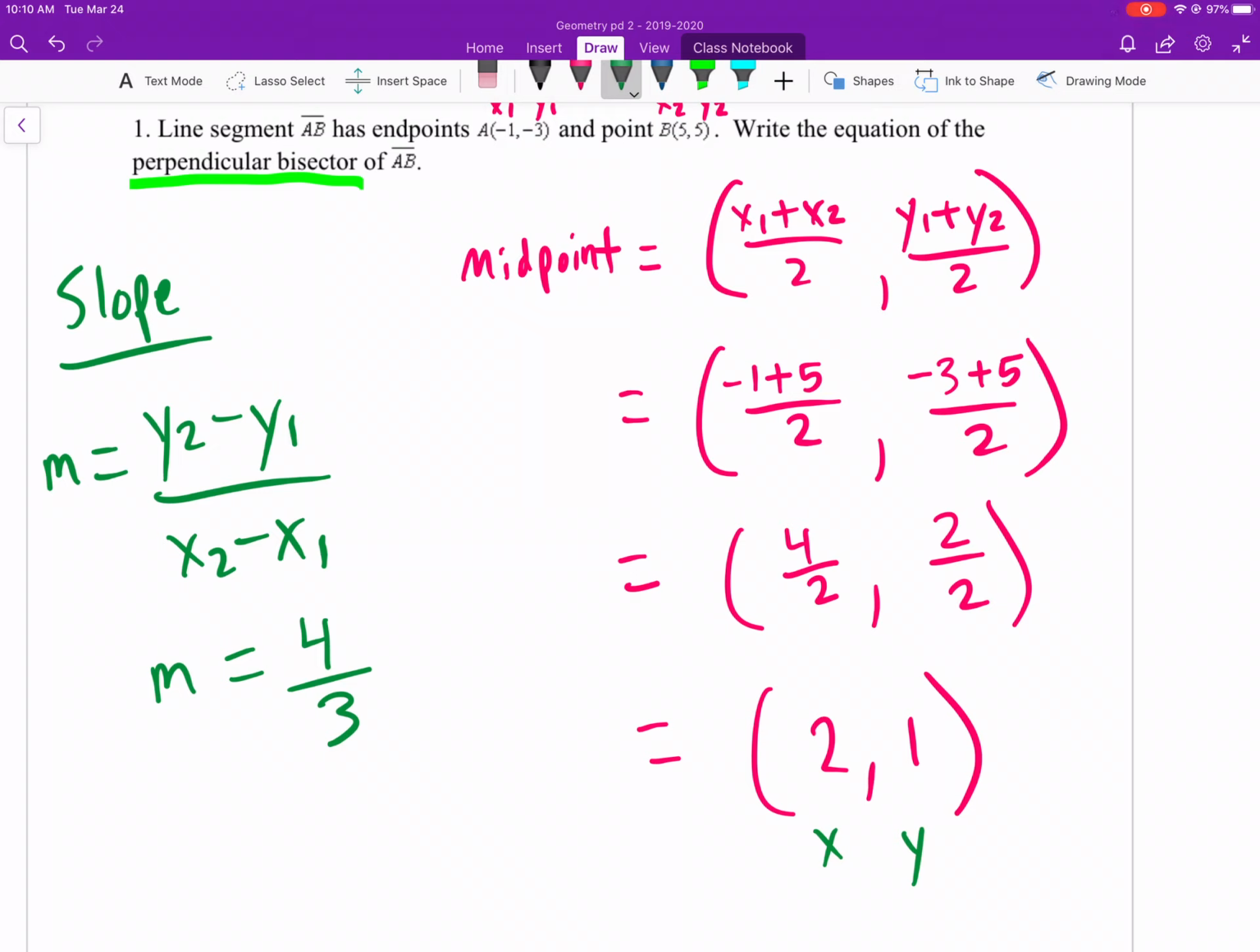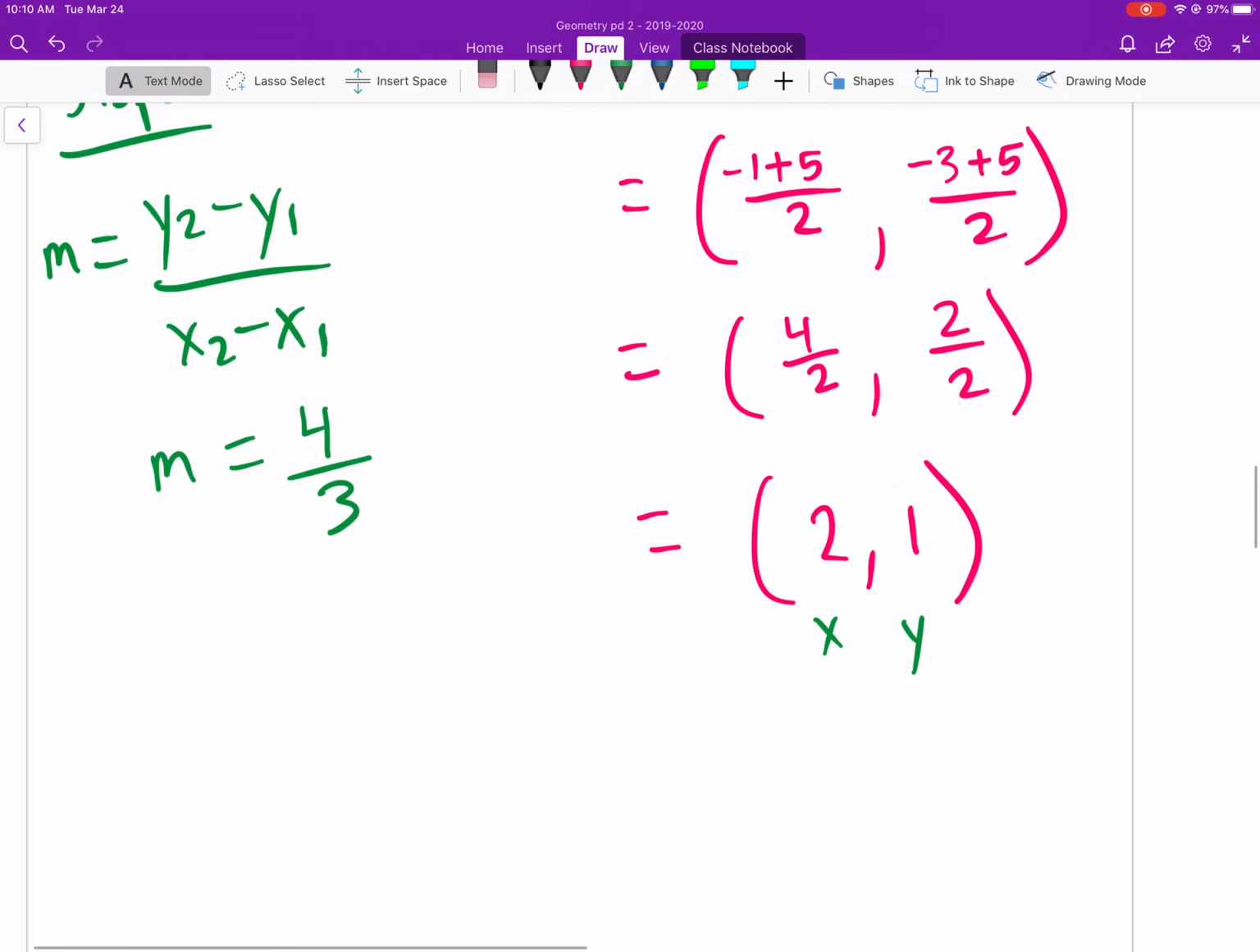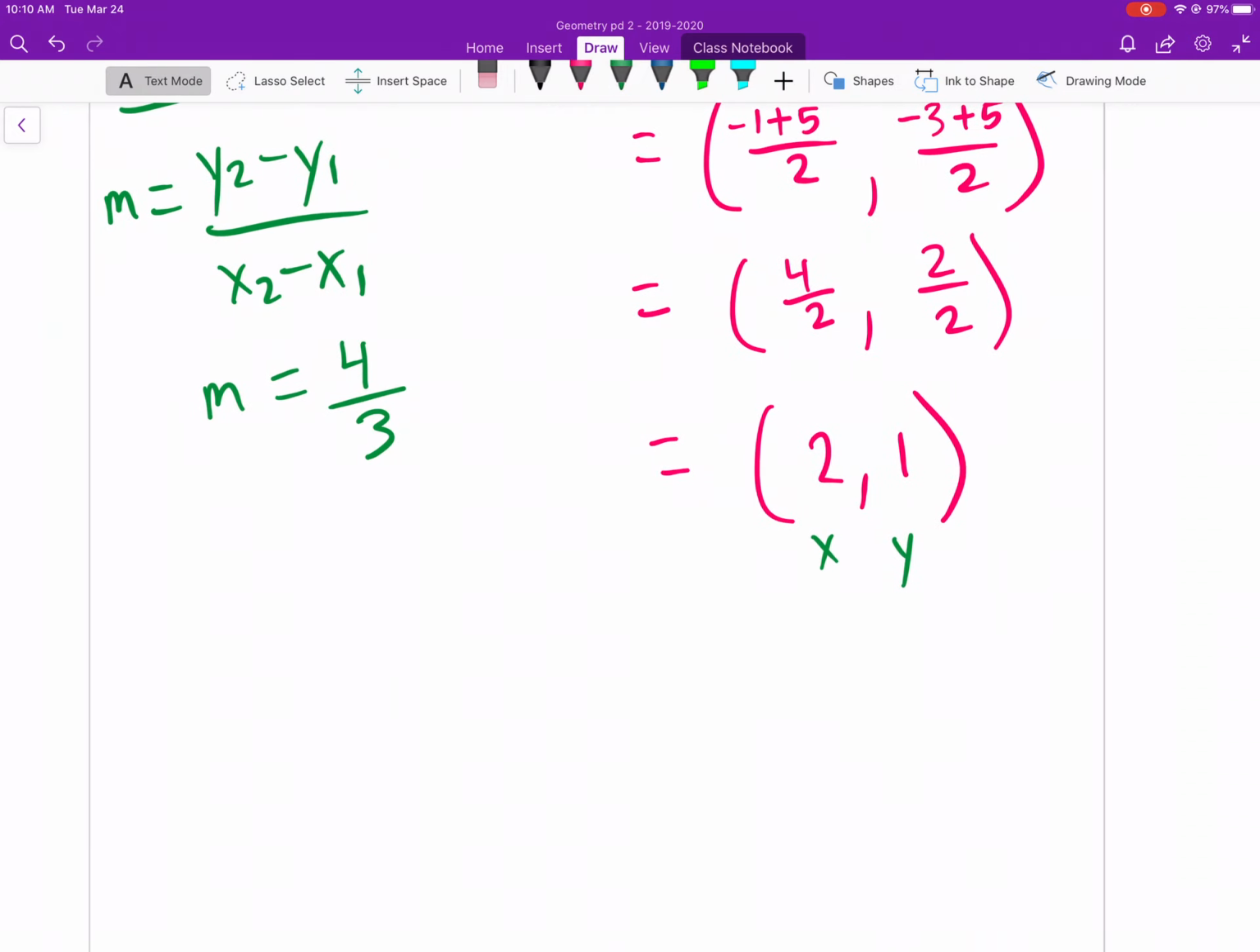We need the slope of the perpendicular line. So 4 over 3. Our perpendicular slope, remember, opposite reciprocals: flip it and change the sign. That would be 3 over 4. It was positive and now it's negative.